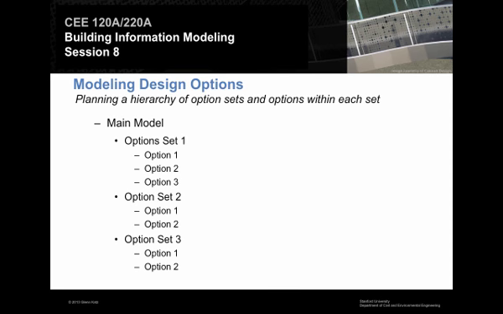The way that actually works is we have the things that stay the same. They're called the main model. That's the context that never changes. And we have different options. We have sets of options. So, for example, the wall layout could be one option set. The furniture layout might be a separate option set. And then we'll have specific choices within that set. So wall layout 1, wall layout 2, wall layout 3, furniture choice 1, furniture choice 2. So there's a hierarchy of these things.